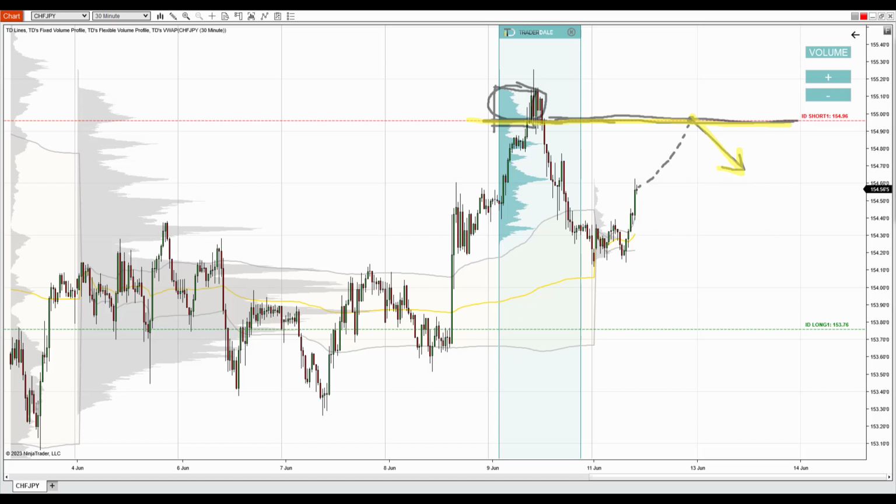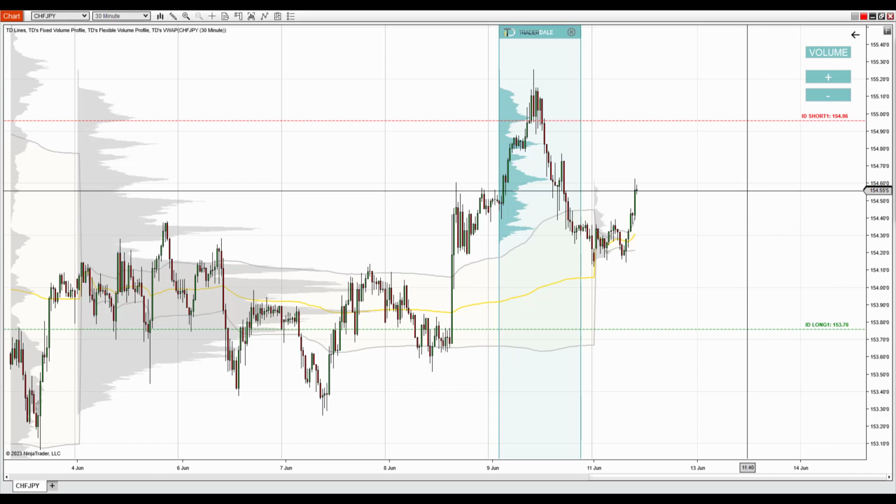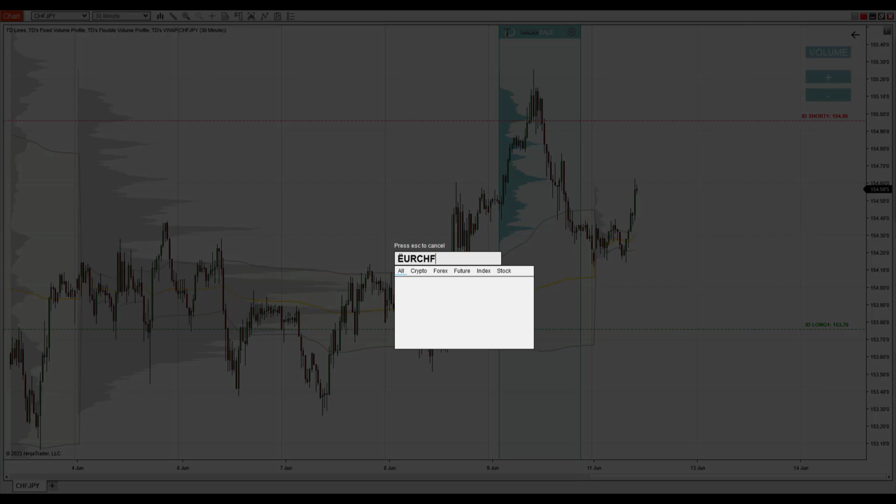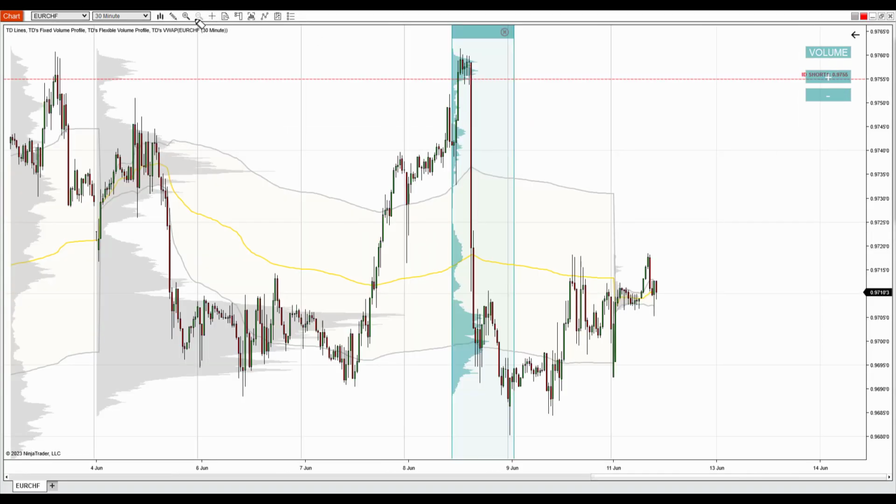So that's the rejection setup on the Swiss franc Japanese yen. Now I have one more trading idea for you, and it is on the euro Swiss franc. So this is the euro Swiss franc 30-minute time frame, and in here I also have the rejection setup. In here the rejection was very strong. This is the whole rejection.